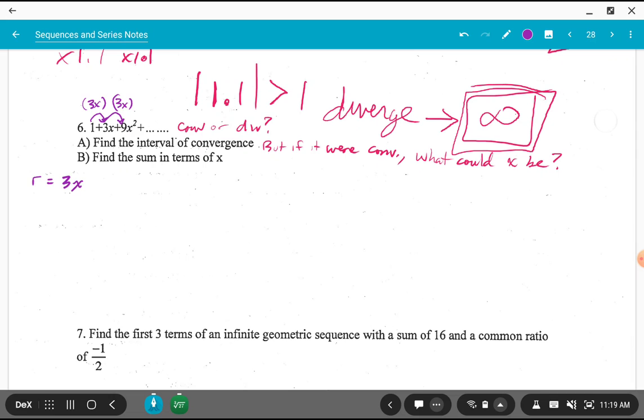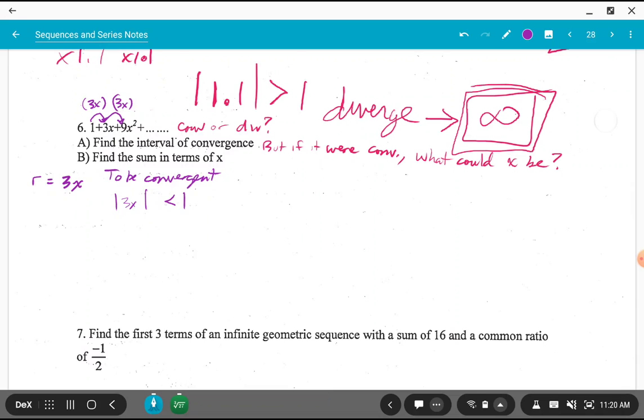Now, one thing you want to remember is that in order for something to be convergent, what we want to say is that the absolute value of r is less than 1. Well, that means that what we want is the absolute value of 3x to be less than 1. That's really what we want to get at. So if we want the absolute value of 3x to be less than 1, keep in mind, go back to your Algebra 1 or Algebra 2 skills.